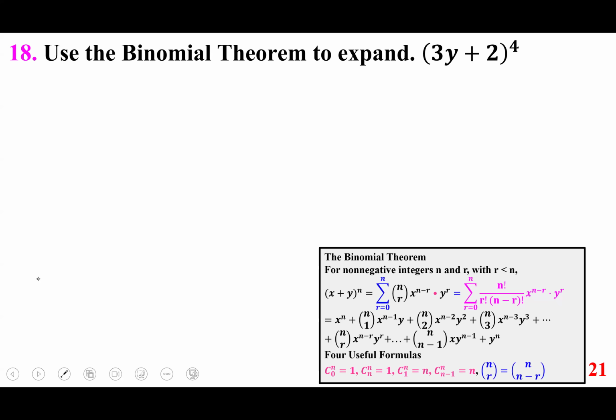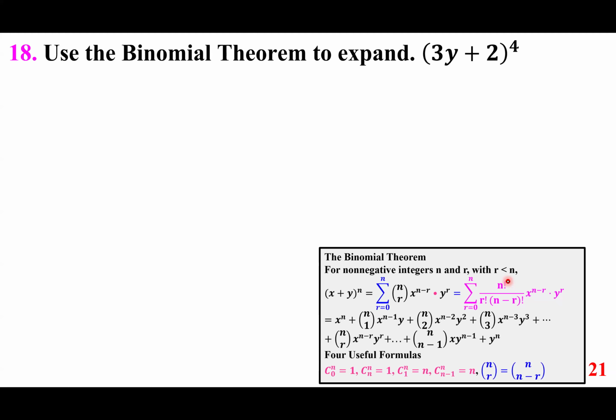We want to use the binomial theorem to expand 3y plus 2 to the power of 4. And again, reminding you of this, x plus y to the power of n, or as I put it on the previous page, x plus a. It doesn't matter. The second one is a number, such as this one, or it's a variable. You just follow this methodology and you come up with the answer. Okay? So going with the expansion.